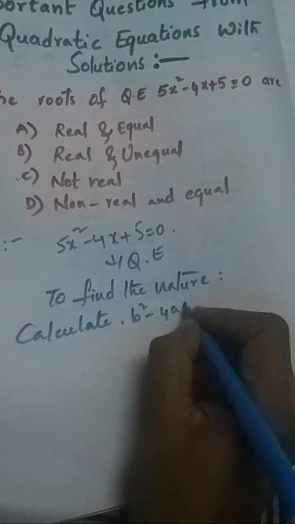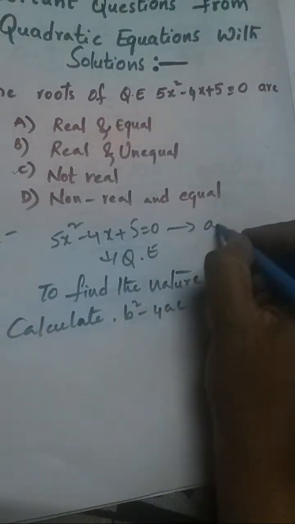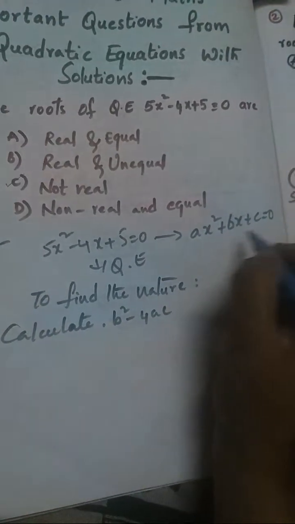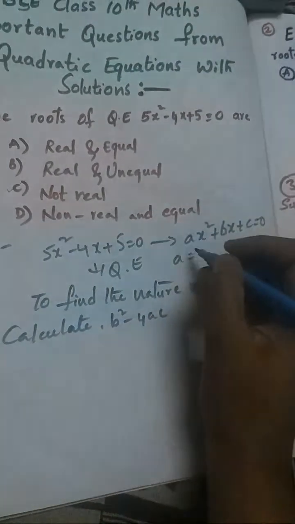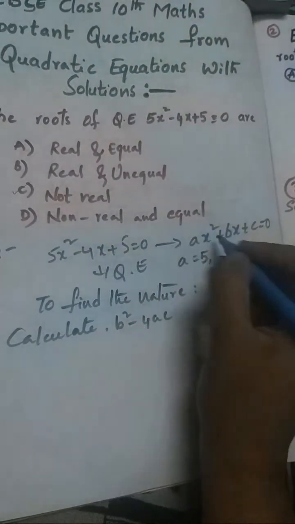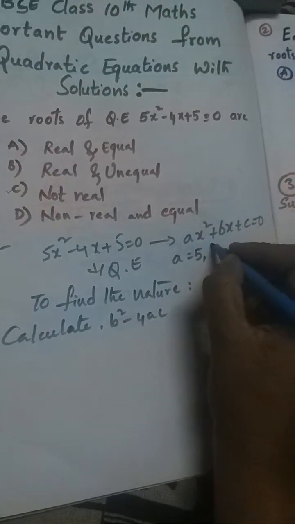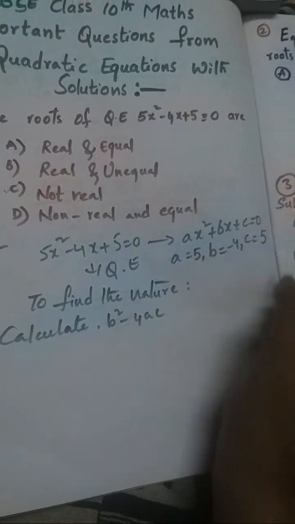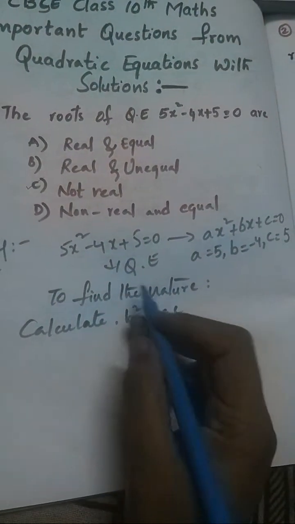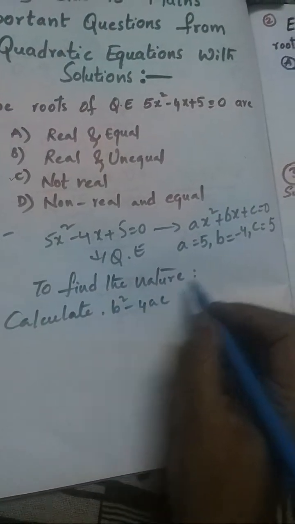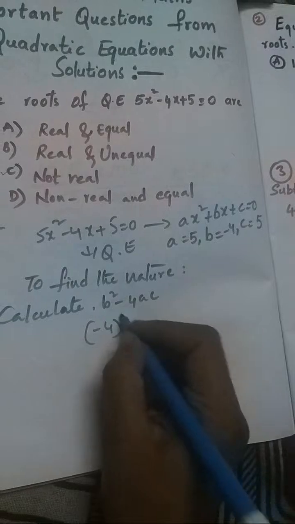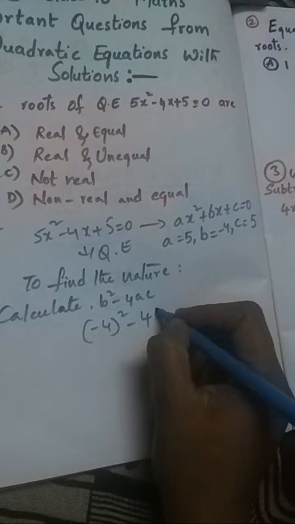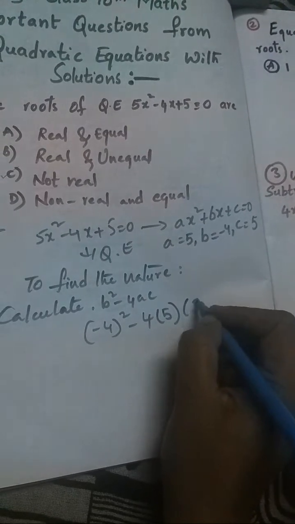b square minus 4ac. The quadratic equation is ax square plus bx plus c equal to 0. Then a equal to what? 5 here. Comparing this equation with the quadratic equation, we get b equal to minus 4 and c equal to 5 here. Okay, now we have to calculate the nature. Then b square means minus 4 whole square, minus 4. Substitute these values in this formula: 4 into a, a is 5 here, c is 5 here.